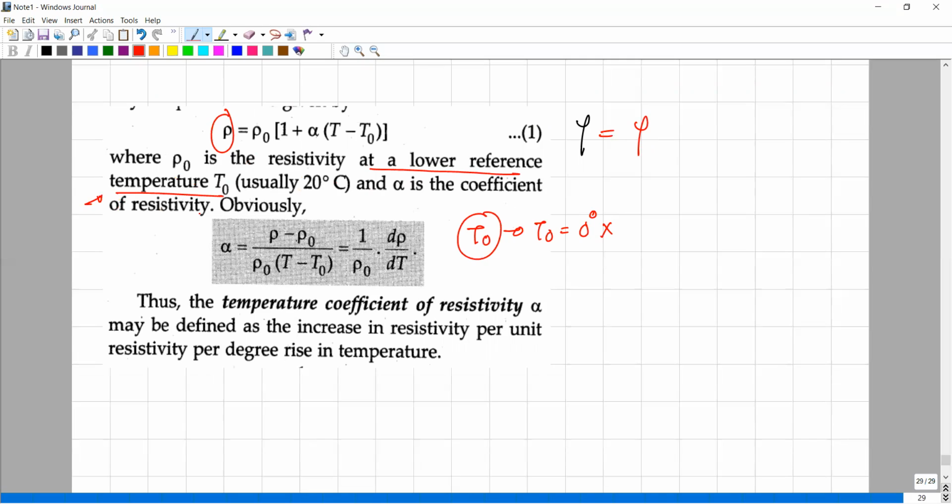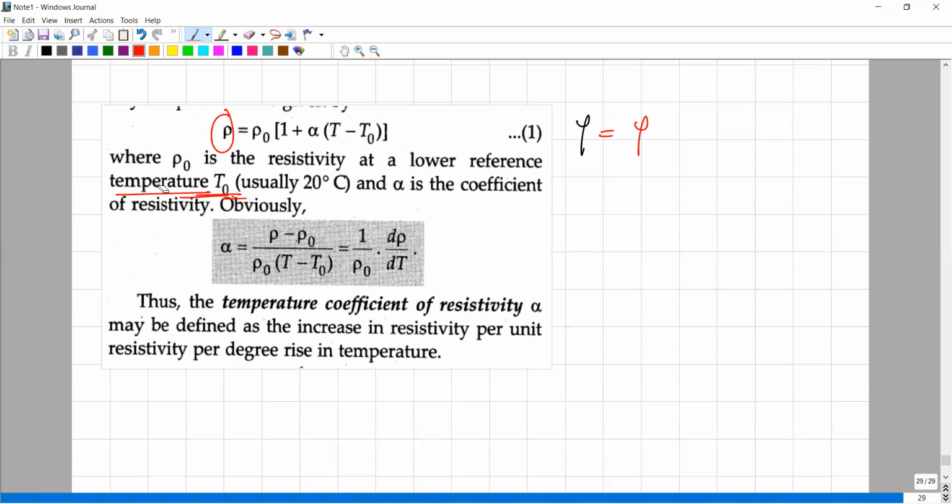Lower reference temperature means, let's say the T naught value for you is maybe 40 degrees. So at 40 degrees, you know the value of resistivity. If at 40 degrees you know the resistivity and I ask you to calculate for 80 degrees, then you can take the 40 degrees as T naught, the lower reference temperature. So the lower reference temperature is not 0 degrees, it can be any value.